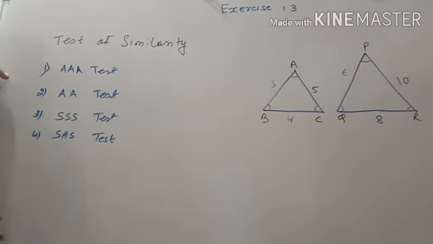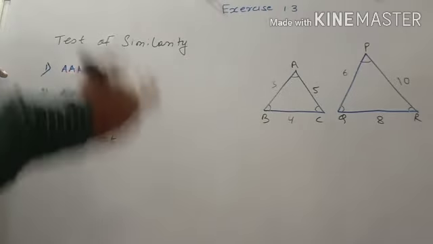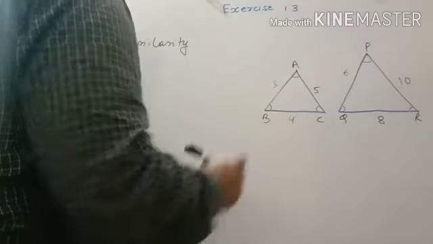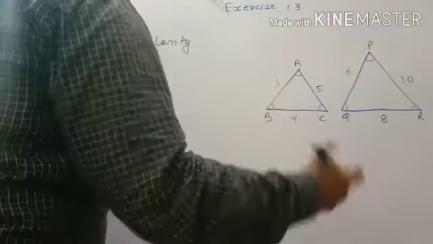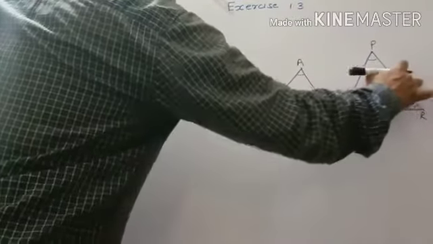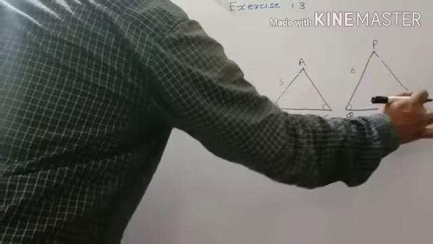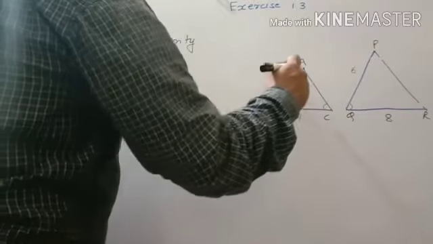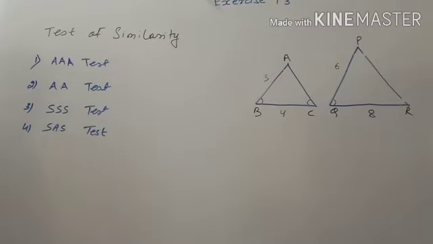After that, SAS test: when two sides are in proportion and one angle is congruent. For example, 3, 6, 4, 8. These two sides are in proportion. This one is not given, and this angle is congruent to this angle. Then this triangle is similar as per SAS test.